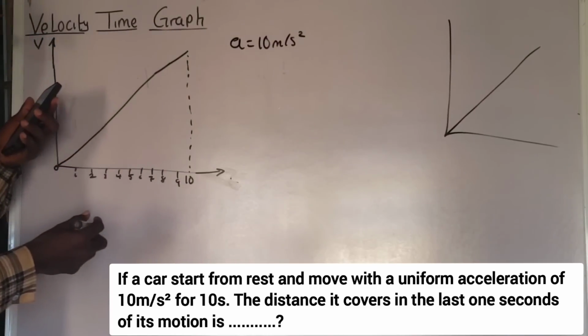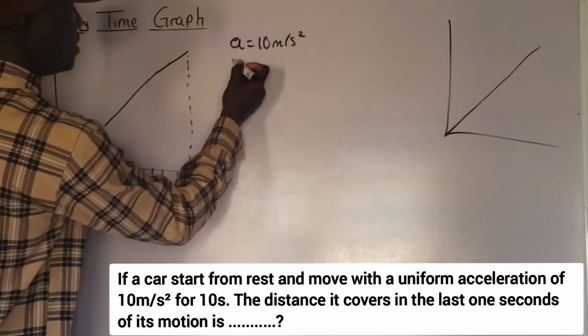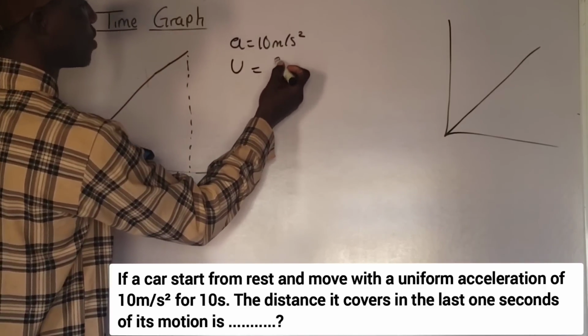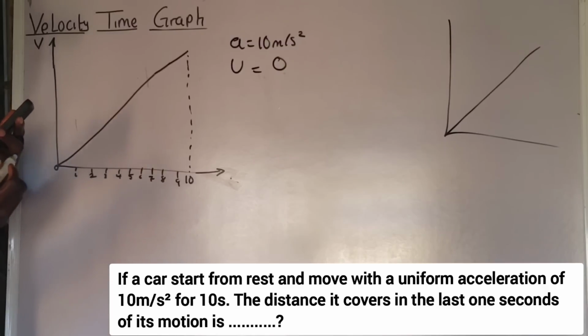Now the car starts from rest. If the car starts from rest, what will be the initial velocity? The initial velocity will be 0. You understand? Because the car starts from rest. That means that u is equals to 0. Now I think those are the parameters that were given in the question.